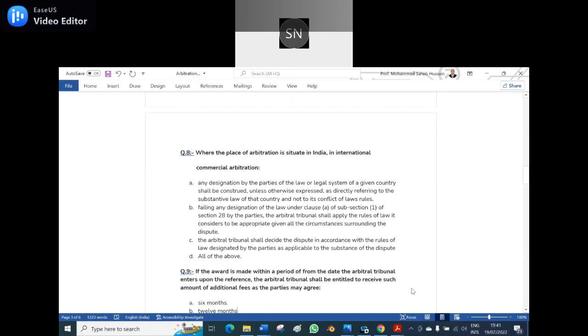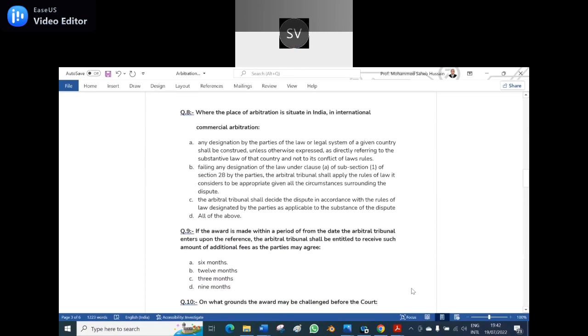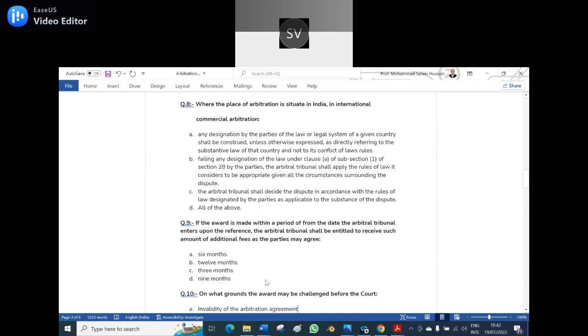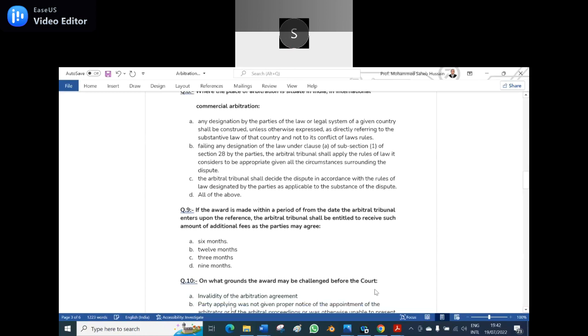Ninth one. If the award is made within a period of blank from the date the arbitral tribunal enters upon the reference, the arbitral tribunal shall be entitled to receive such amount of additional fees as the parties may agree. Option A, within 6 months, option B, 12 months, option C, 3 months, option D, 9 months. Option A, 6 months. Yes, option A is the correct answer.